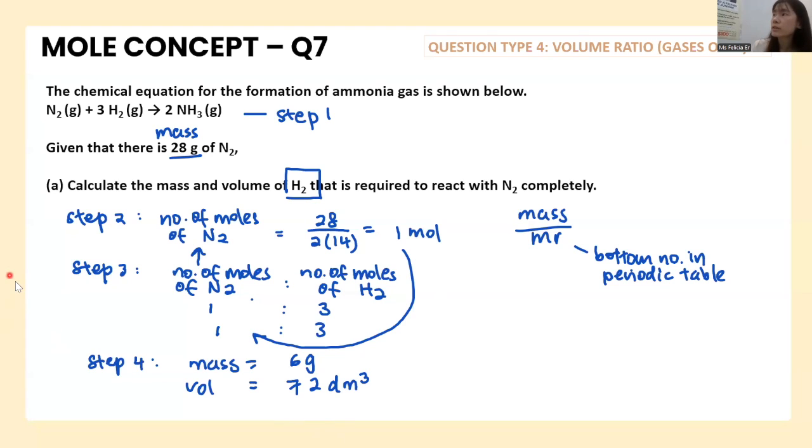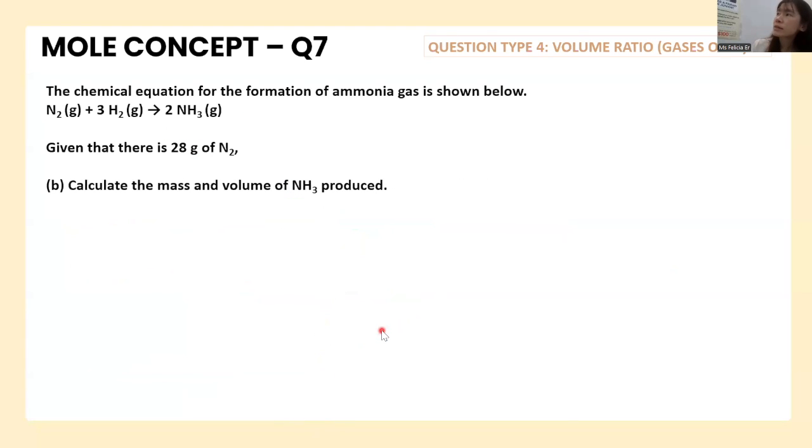Okay, moving on to the next part, part B. Calculate the mass and volume of NH3. This time round, likewise, can you all give it a try? It's the same few steps again, similar to part A. So if you know how to do part A, it is the same for part B. Can you give it a try now?